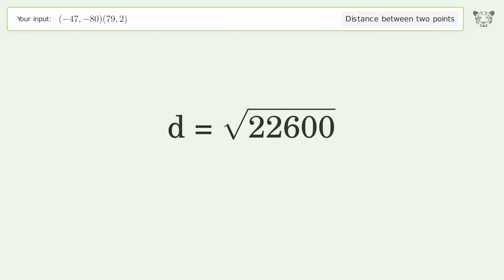And so the distance between the 2 points is the square root of 22,600, or 150.333.